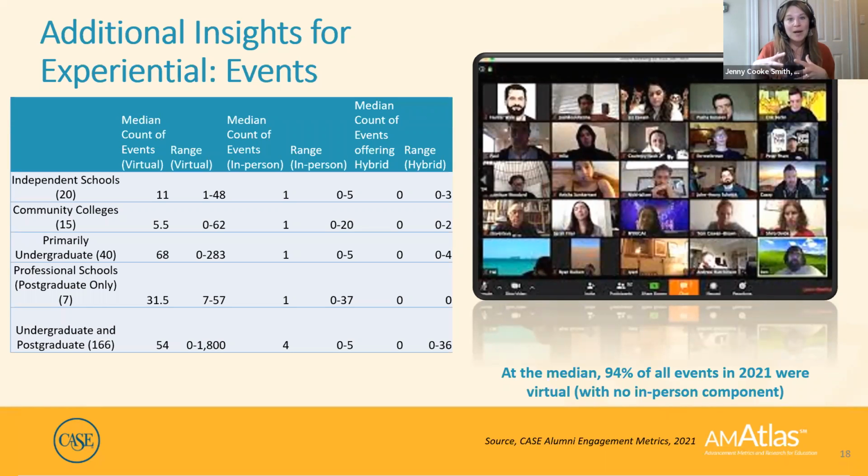Now, as you look at the bottom right of the screen, I've notated that essentially 94% overall of all the events that happened were still virtual only. So I think this is still a question as we think about what it looks like moving forward. We're still a little early on to have that pure data around understanding incorporating virtual and hybrid.